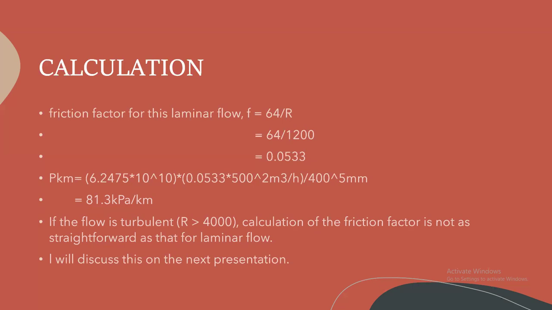You see, it's very easy if the flow is stable, but in the industry and in most pumping of water, the flow regime is in the turbulent region. So if the flow is turbulent, which means your Reynolds number is greater than 4,000, calculation of the friction factor is not as straightforward as that for laminar flow, which means it becomes a bit tricky to calculate your friction factor. But I'll discuss this in the next presentation.